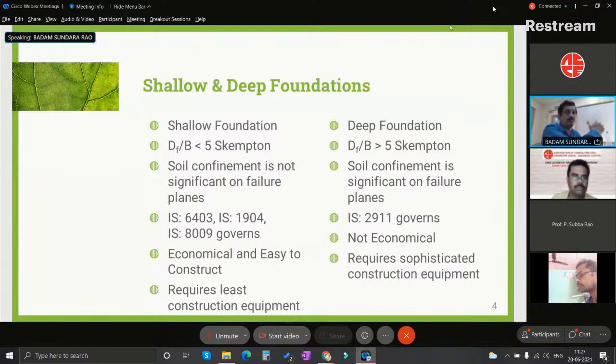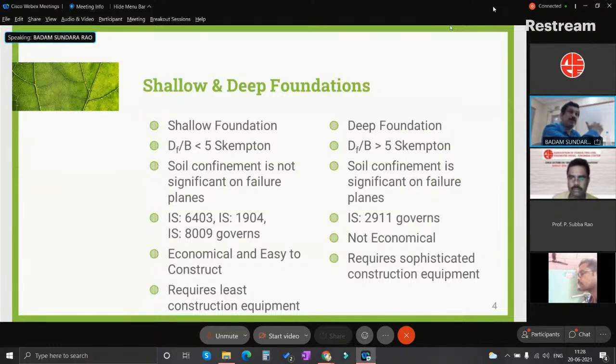When compared to this, a deep foundation is generally buried much deeper into the soil, and the failure planes also go much deeper. The soil confinement effect in the soils will have much more influence on the failure planes. According to Meyerhof, the failure planes have an influence of 3B below the pile tip, and they propagate up to a depth of 8B above the pile tip. Therefore, the influence of the failure zones extends over a much larger region in the case of a deep foundation.